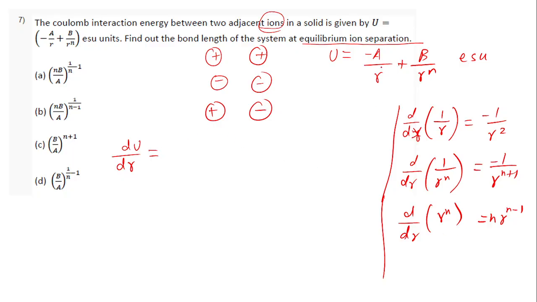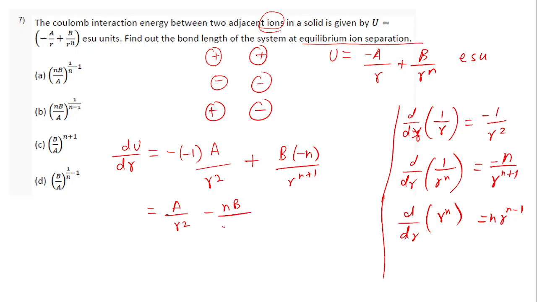So when we take the derivative of this expression, we'll get minus, which is already there, then again we'll get minus, and this will be a by r square. Then here we have b, and there will be n as well. There will be minus n and r to the n plus 1. So this will be a over r square minus n times b over r to the n plus 1. Now we have taken the derivative.